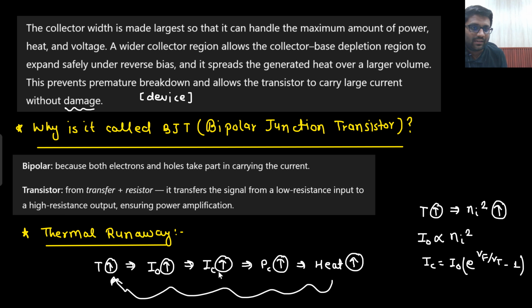You cannot take down the current, right? Taking down the current is not a good way because we want amplification. And if current is more, then this will be more, this will be more. But you can take out the heat. You can reduce the amount of heat that is being generated. I hope that is clear.